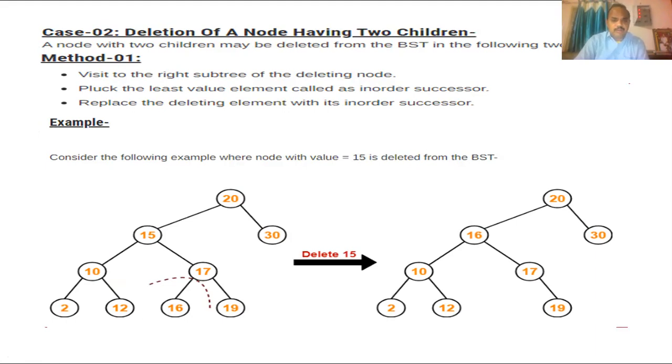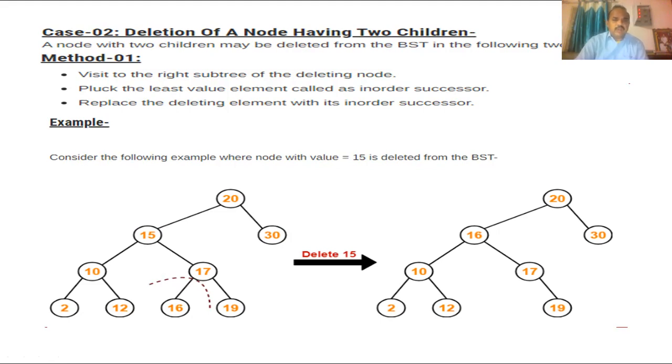For example, I want to remove 15. First of all, visit the right subtree of the deleting node. Then pluck the least value element, called the inorder successor. Replace the deleting element with its inorder successor. So we should follow the inorder successor.